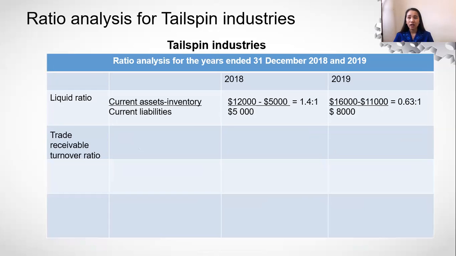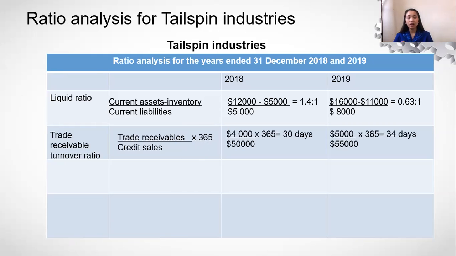And the trade receivable turnover ratio, remember, is all about the customer, how long the customer takes to pay all of his or her debt. We make the formula into days, so we times 365. So trade receivable divided by credit sales times 365. For 2018 it's 30 days. It takes 30 days to pay all of the debt. 2019 it's about 34 days.